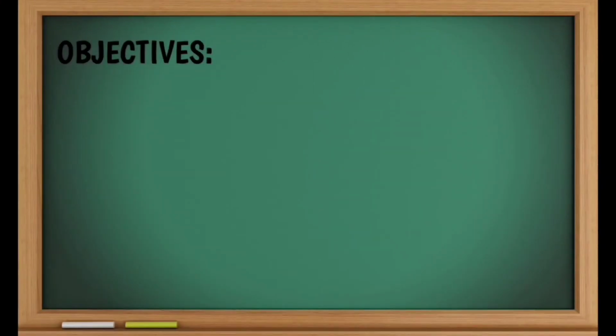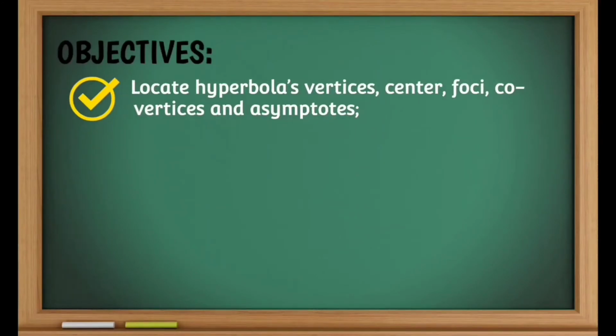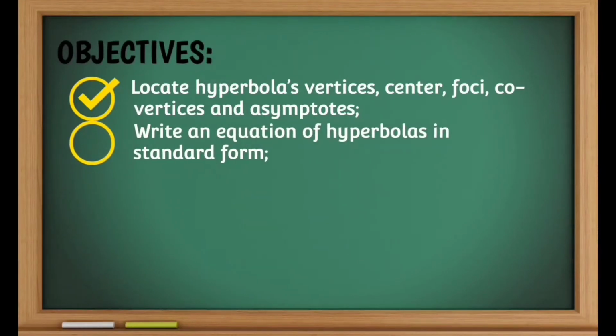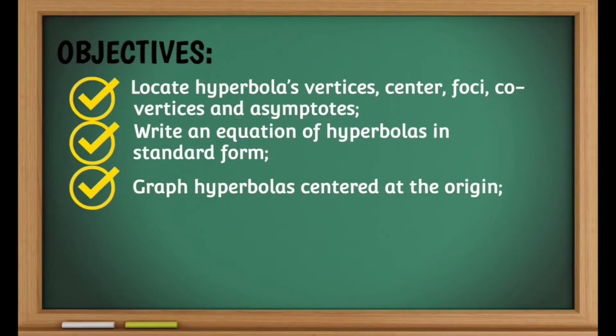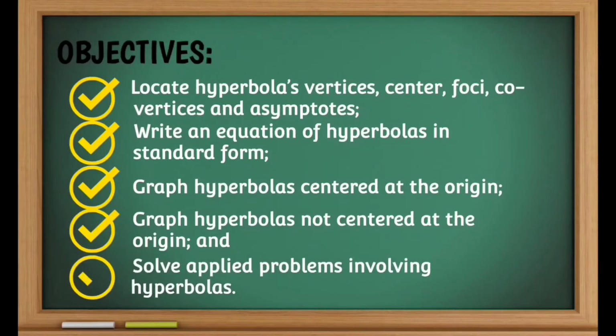These are our objectives. Number 1, locate the hyperbola's vertices, center, foci, co-vertices, and asymptotes. Number 2, write an equation of hyperbolas in standard form. Number 3, graph hyperbolas centered at the origin. Number 4, graph hyperbolas not centered at the origin. And number 5, solve applied problems involving hyperbolas.